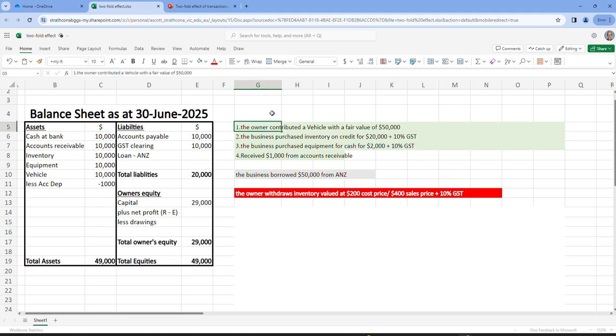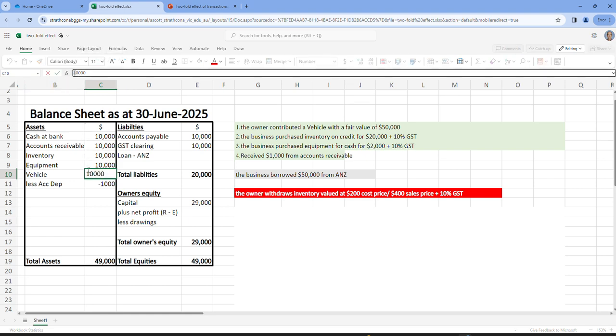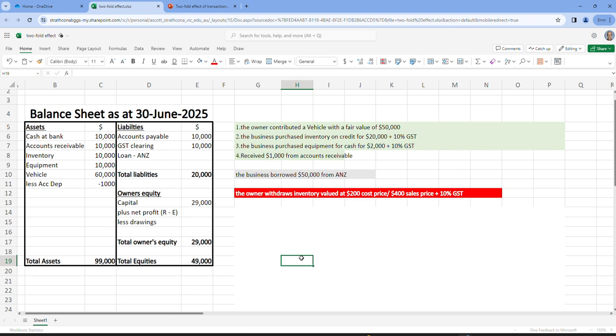So the first one that we had was the owner has contributed a vehicle with a fair value of $50,000. So we know that we've got more vehicle. So we go to our assets section, currently has a balance of $10,000, and we're going to top that up by $50,000. So now we've got $60,000 worth of vehicles.